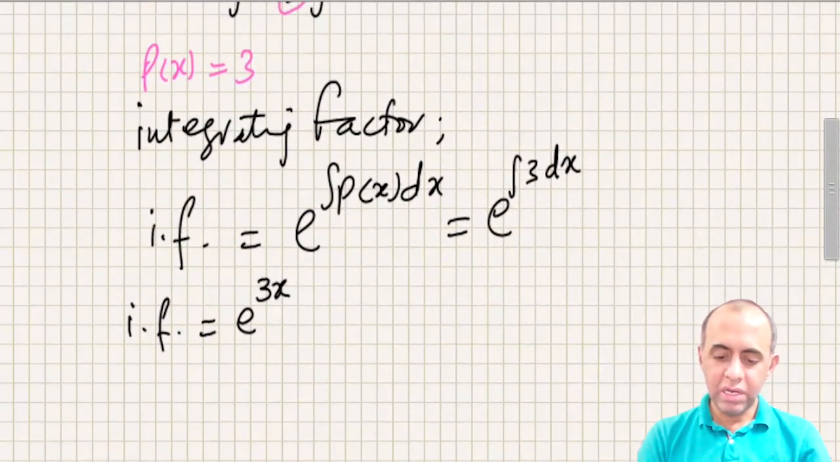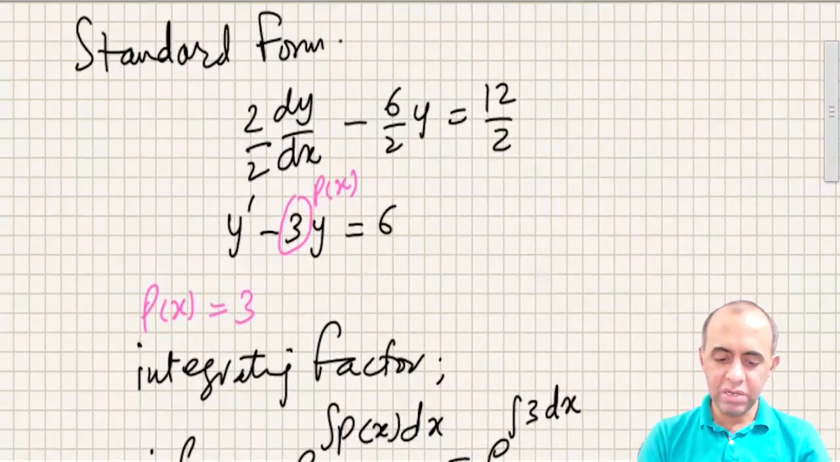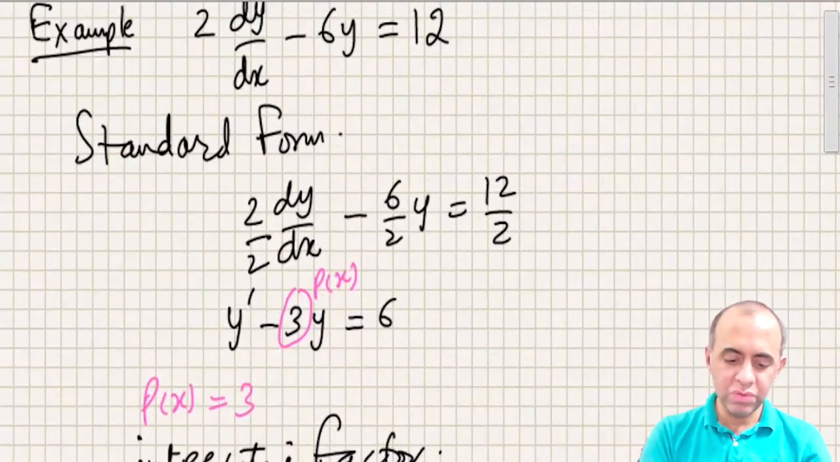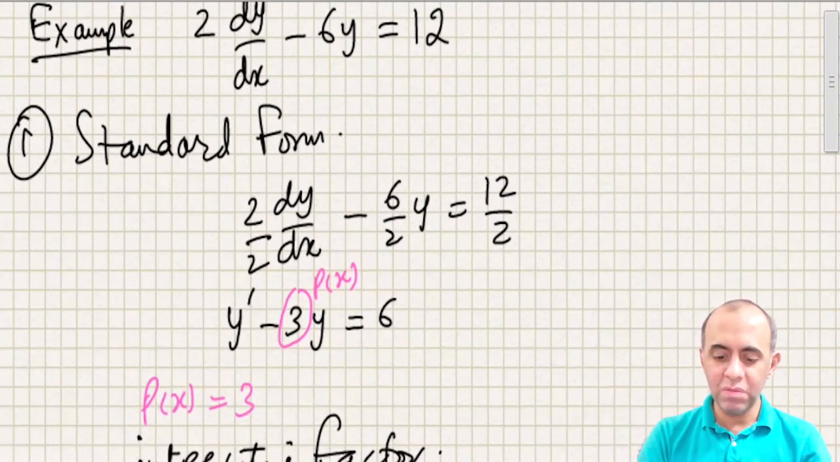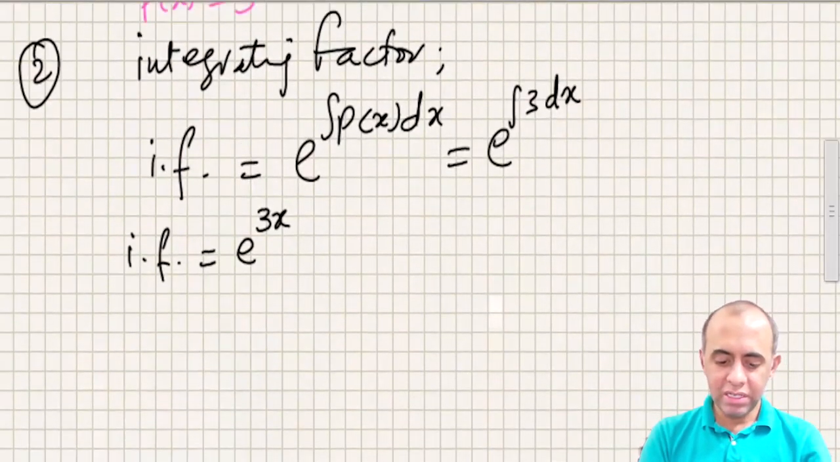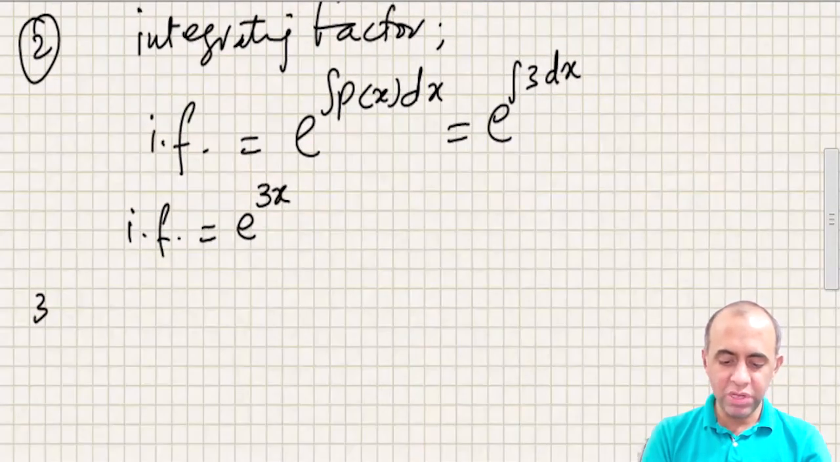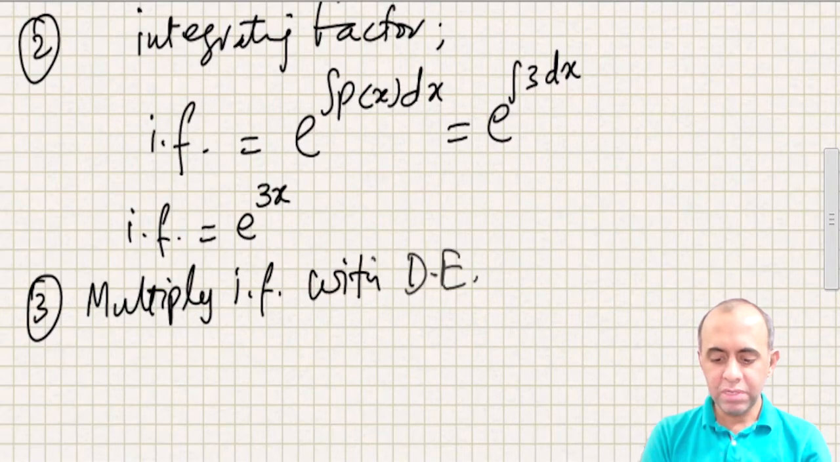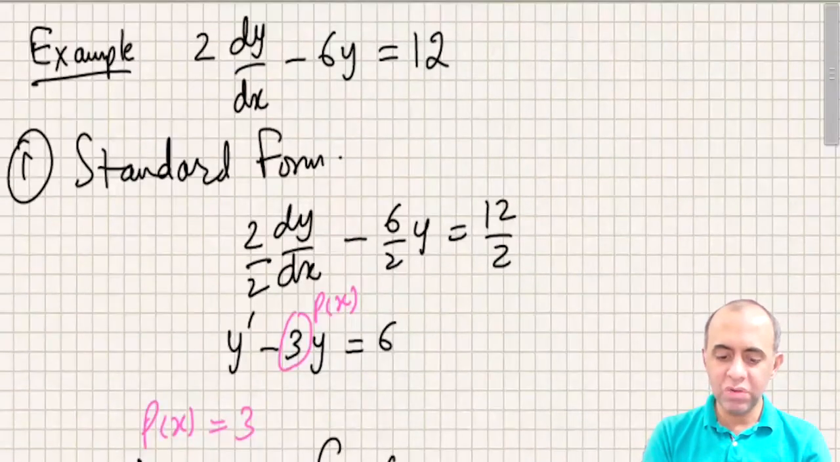Now let me make this a standard procedure. This was step number 1, that you convert the equation to standard form. This is step number 2, that you find the integrating factor. Then step number 3 would be that you multiply the integrating factor with the given differential equation, right? So now the given differential equation is slightly different.